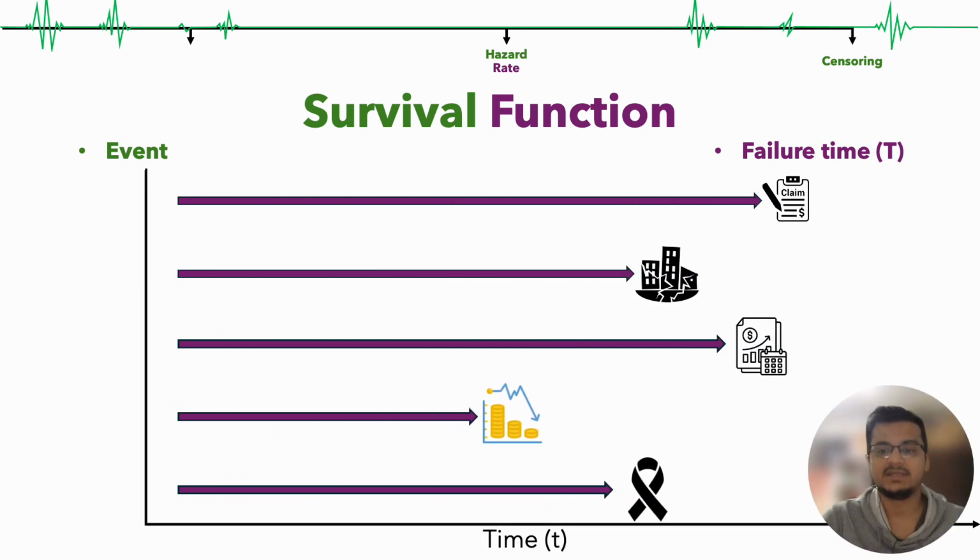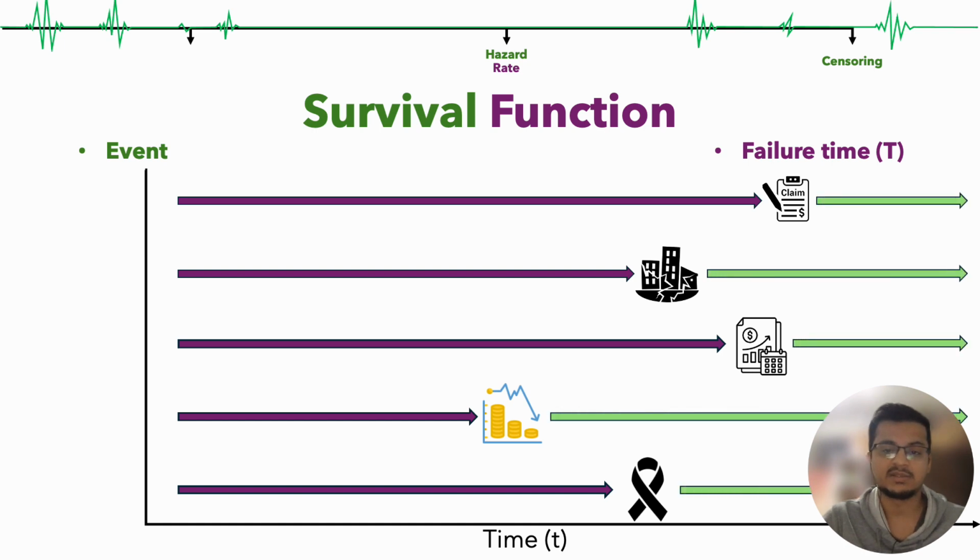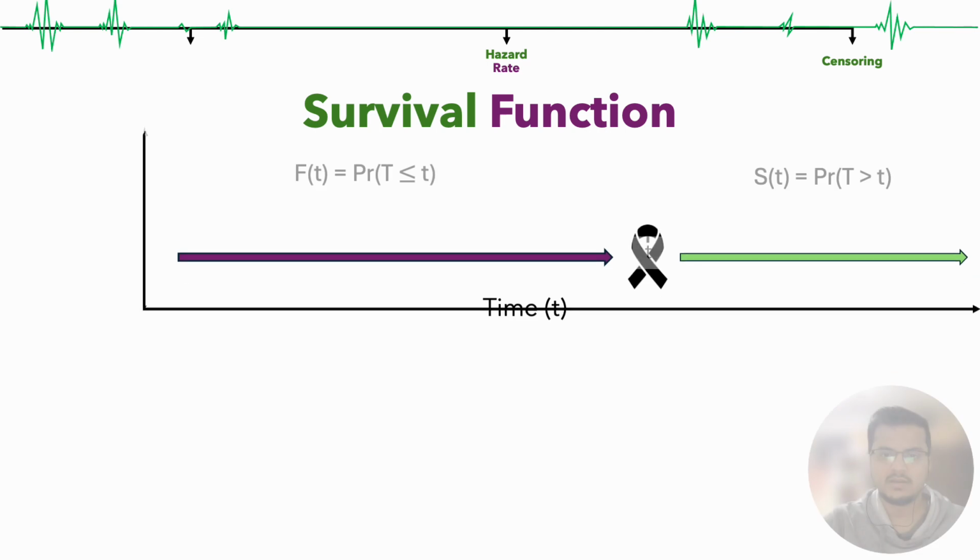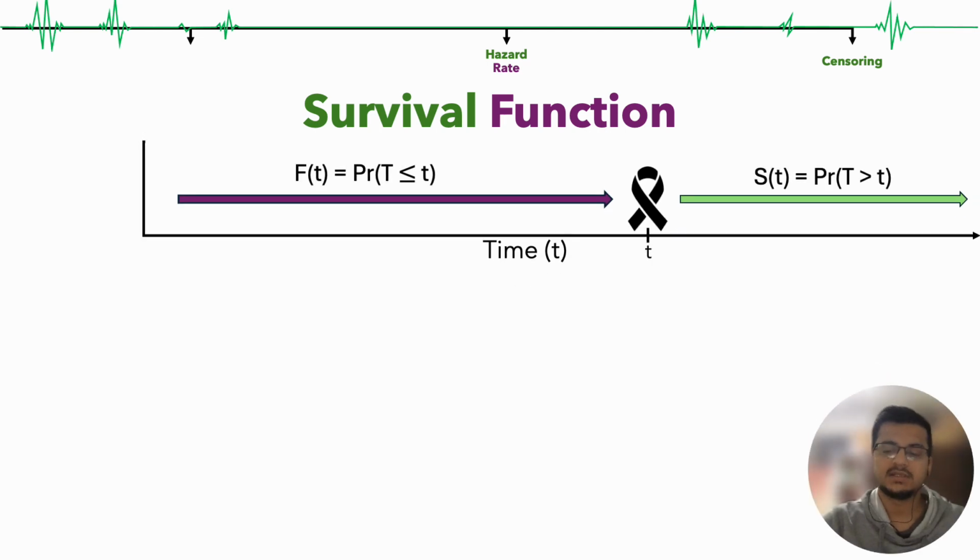Now, if we let T represent this failure time, the probability that a patient or a device or any object of interest will survive past a certain time t is called the survival function. And it is written as S(t) equals the probability of T greater than t.